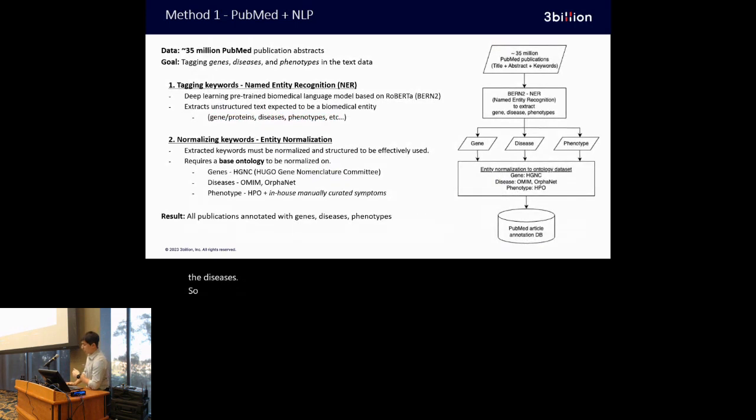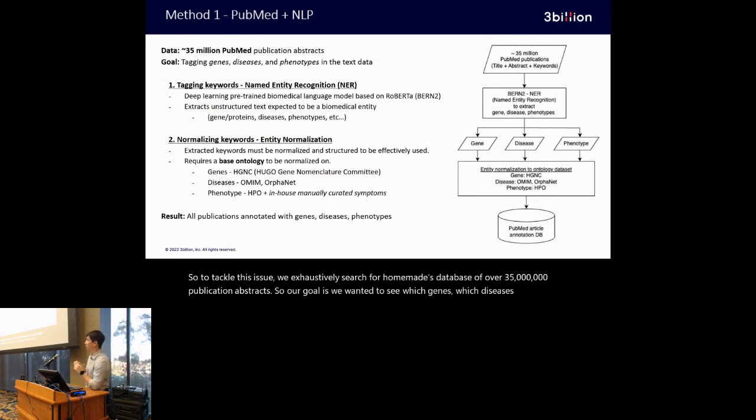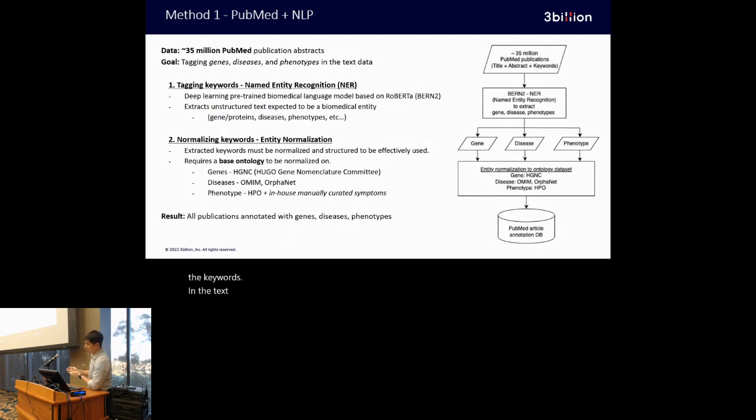So to tackle this issue, we exhaustively searched through PubMed's database of over 35 million publication abstracts. So our goal was we wanted to see which genes, which diseases, and which phenotypes are included in all the 35 million publications. And this was done through natural language processing in 2 steps. The first step is tagging the keywords in the text. So we use deep learning pre-trained language models based on a model called RoBERTa. So it extracts unstructured text that is expected to be a biomedical entity.